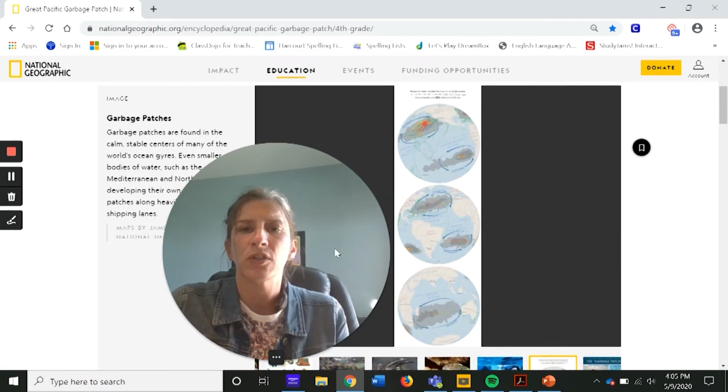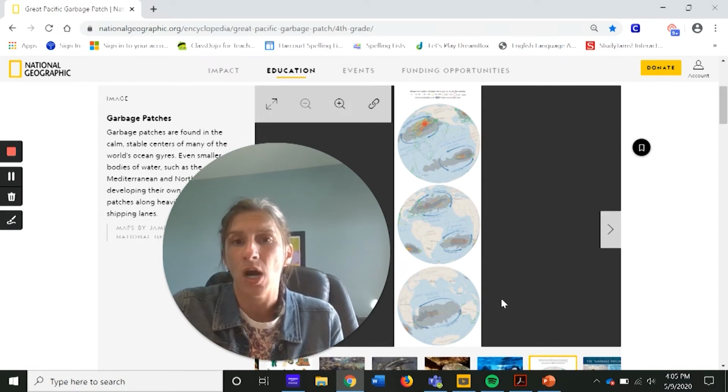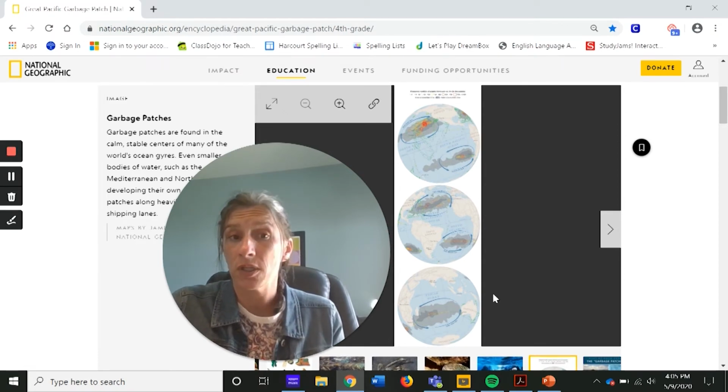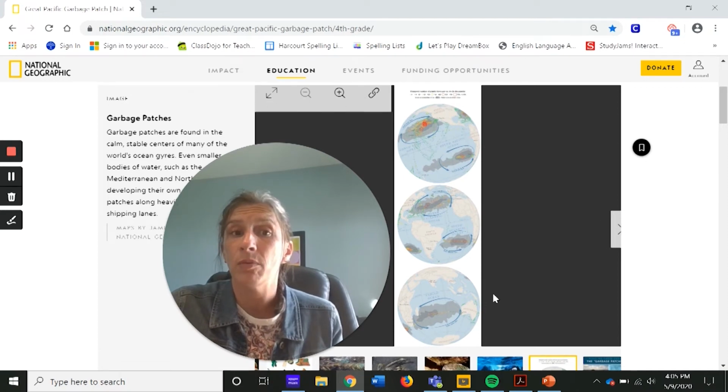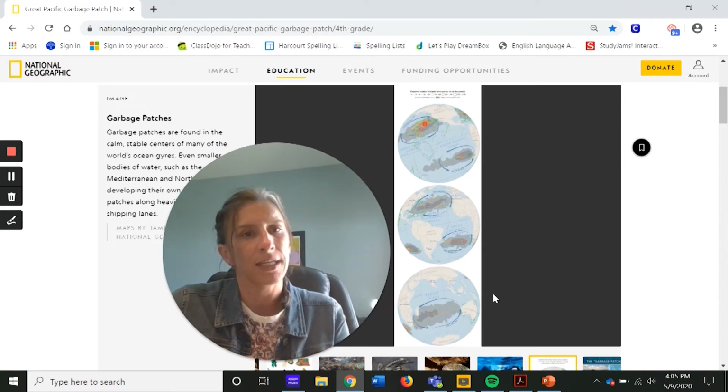This particular picture is showing us all the different places where garbage patches are in our bodies of water all over the world. So if you're interested, you could do more research and see what other bodies of water have garbage-wise and what other countries are doing about it. So now that we've read our information, ready to head back and do our activity together.